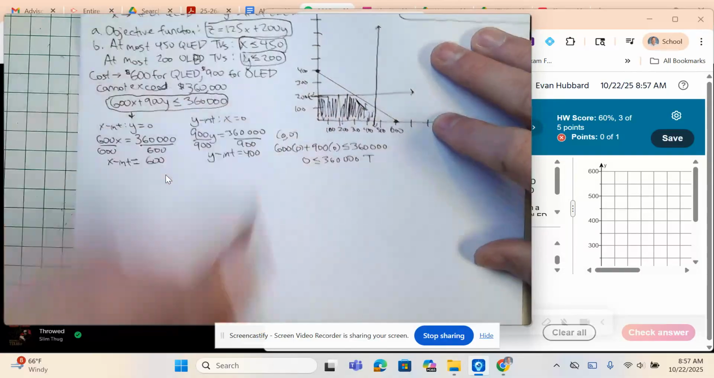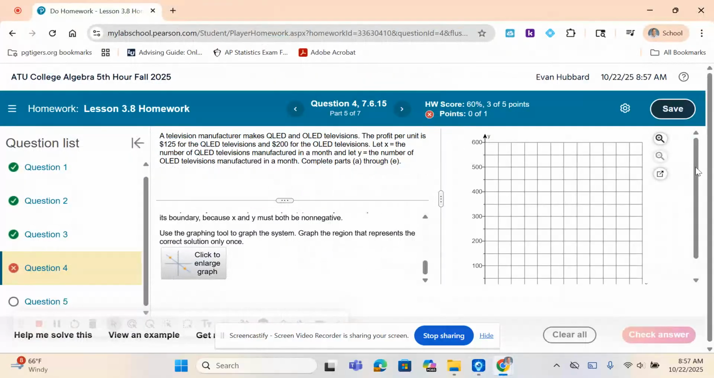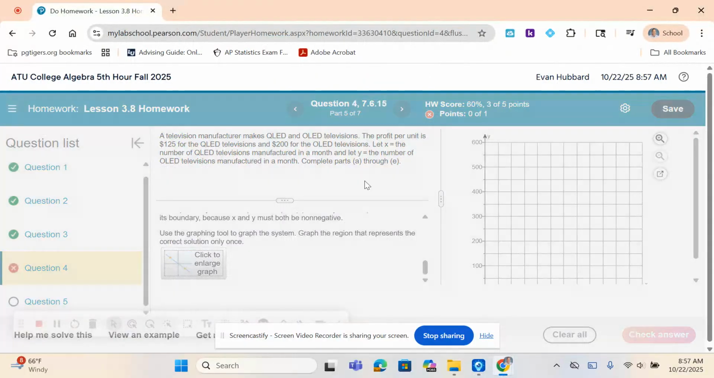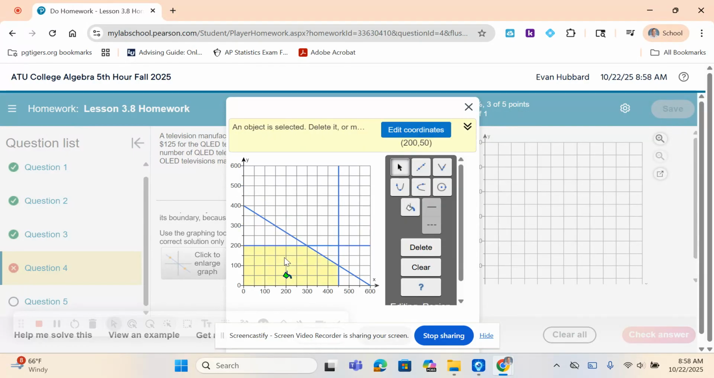Now I will graph this real quick and we'll talk about this. So let's go graph that. Let's go with that first one I did first: an x-intercept of 600, a y-intercept of 400. And the next one, 450, so I'm going to go vertical line at 450. Next one's going to be a horizontal line at 200. And the shaded region will be right here.